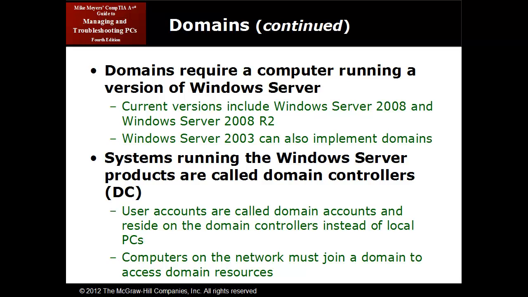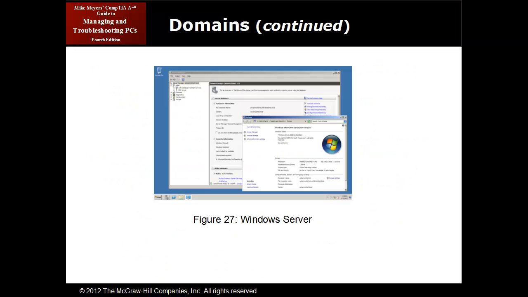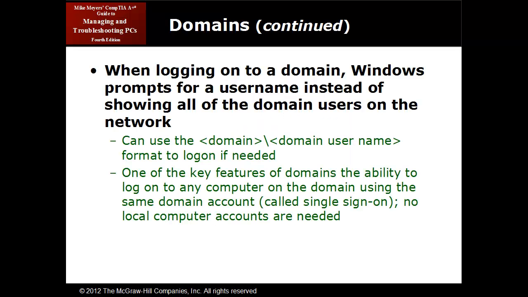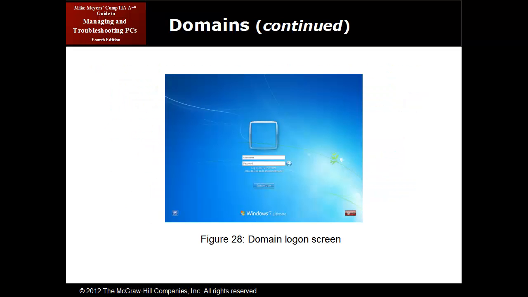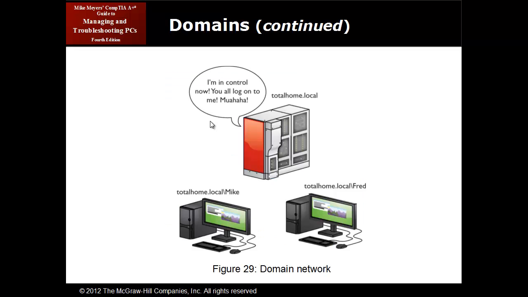Computers on the network must join the domain to access the domain resources. And I just showed that screen as well. When logging into the domain, Windows prompts for a username instead of showing all the domain users on the network. That would be a really long list. So you actually get the login screen when you're connected to the domain instead of all the local users showing up across the screen. It'd be impossible to show all the domain users on the screen and have to click on yours somewhere.